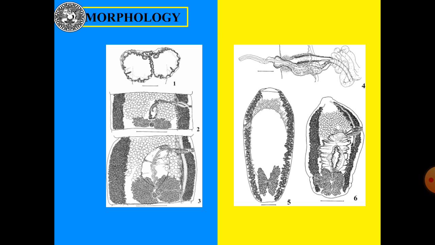The morphology: in the figure, number 1 is called the scolex, with a diameter of 2.9 to 4.3 mm. Number 2 is the young mature proglottids, containing both male and female organs. Number 3, well developed mature proglottids. Number 4, terminal genital ducts, and numbers 5 and 6 are gravid proglottids in dorsal and ventral view.